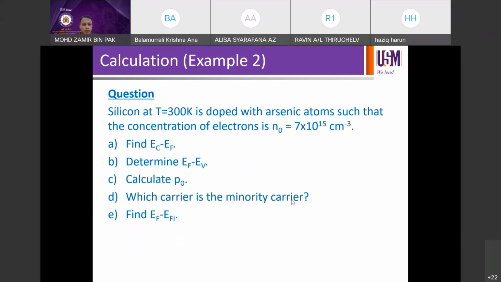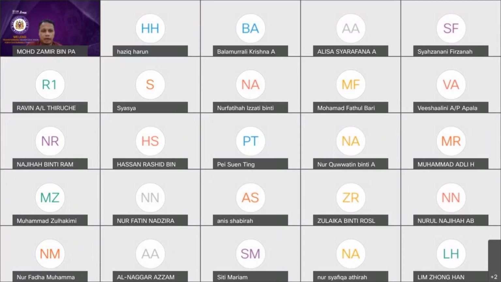So I'm going to leave you with example number 2 and number 3 for you to try out. So let's move on to the next topic, which is carrier transport phenomena. We're supposed to start that this week. So let me just share with you the slides on the carrier transport.